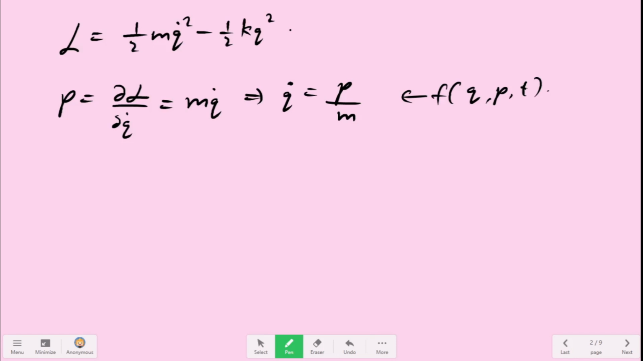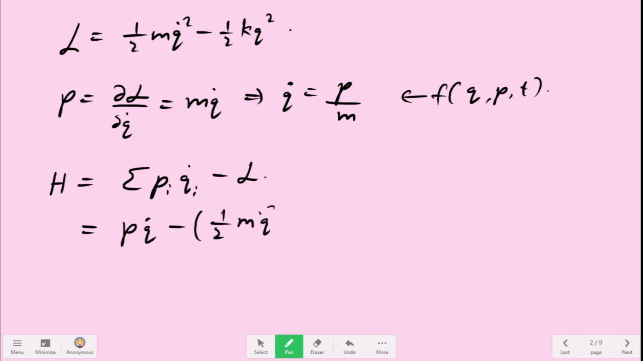Now we will substitute q dot in H. H is equal to summation p_i q_i dot minus L. There is only one coordinate, so there is no need of summation. It will be simply p q dot minus L. L is half m q dot square minus half k q square.